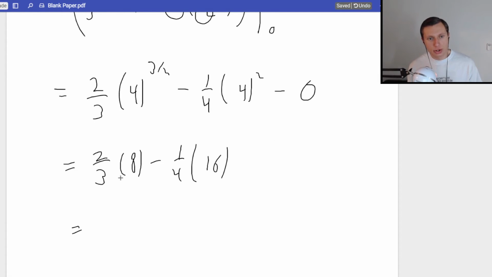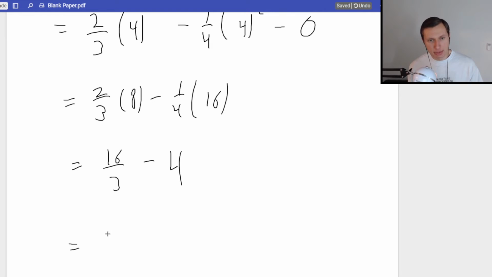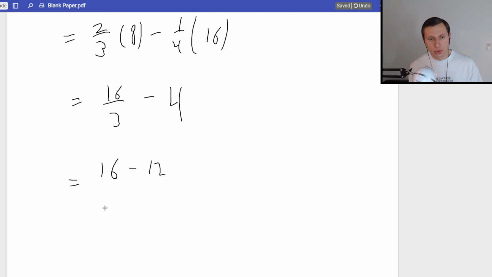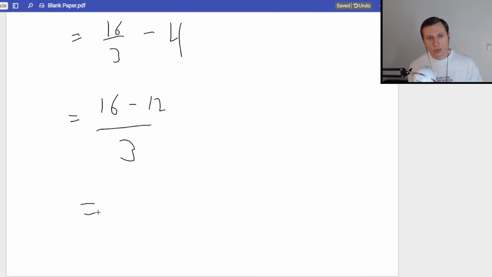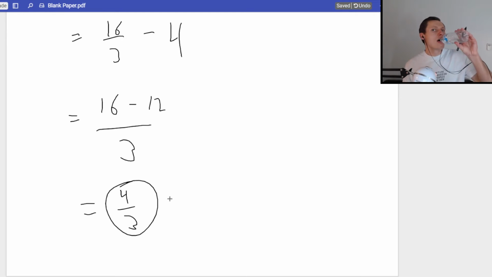So we get 2/3 times 8 will become 16/3 minus 1/4 times 16 is 4. Get a common denominator of 3. But you'll get 12 in the numerator and a 3 in the denominator. We get a final answer of 4/3. Any questions? Where did you get the 4 from and the 0?